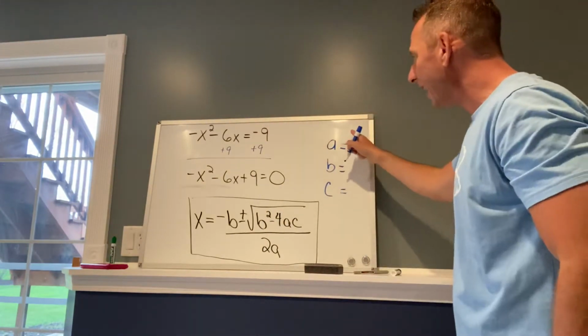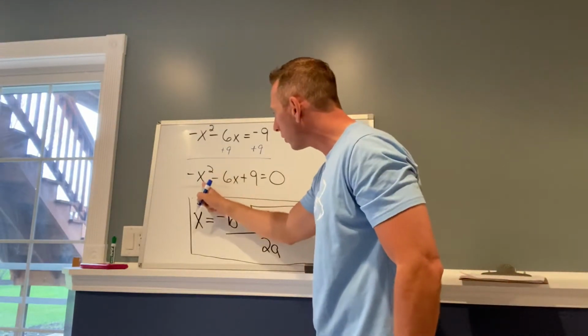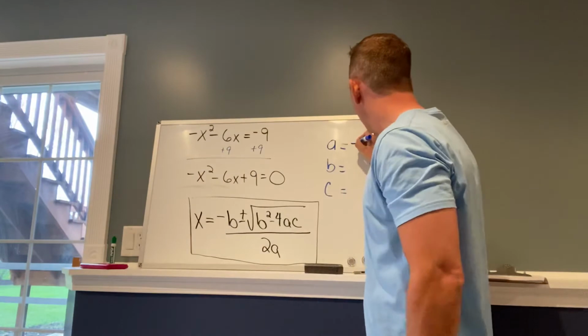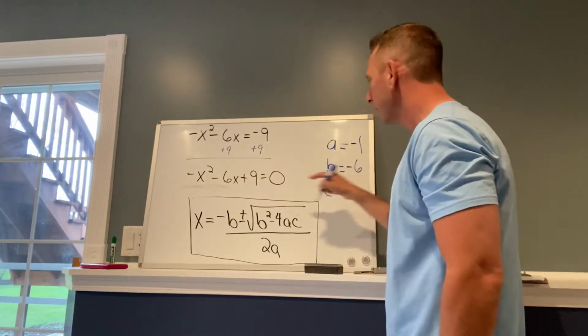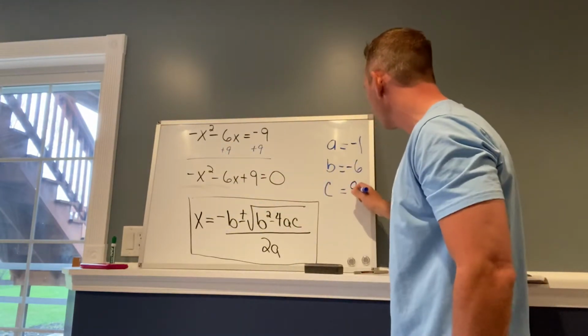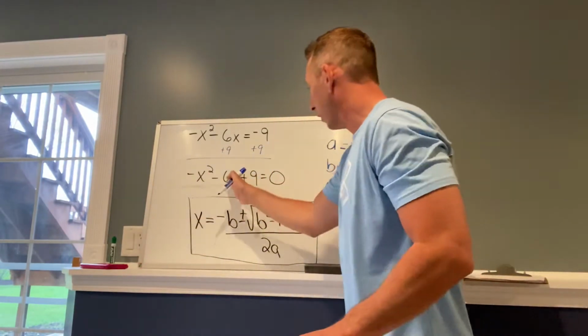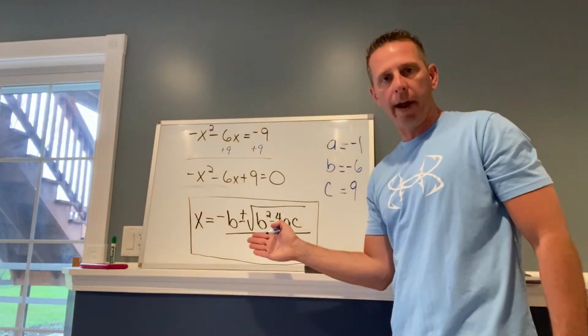a, if you remember, was the coefficient on x squared. What number's in front of x squared? Negative 1. b is the coefficient on x. Negative 6 is in front of x. c is the constant, which is 9. Now, if one of those numbers weren't there, like if there was no x term, you would just plug in 0 for b. All right?